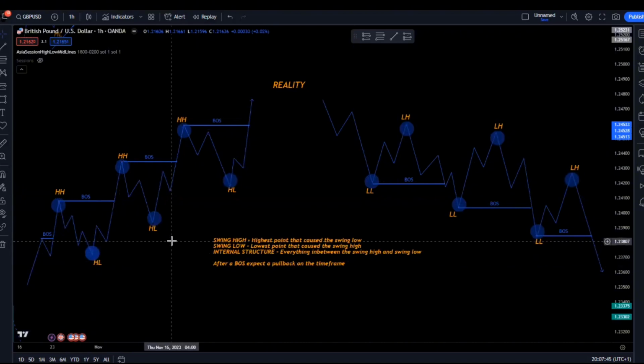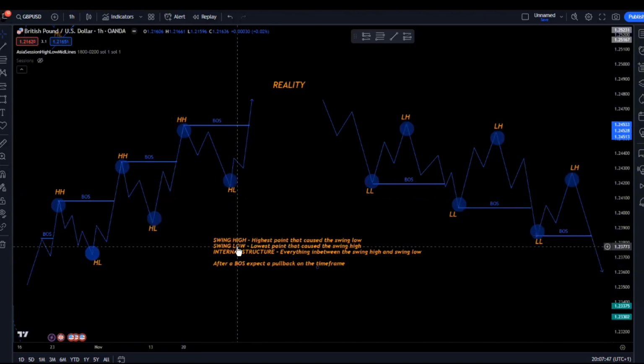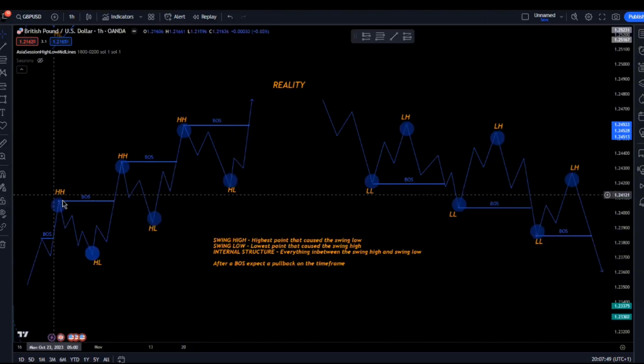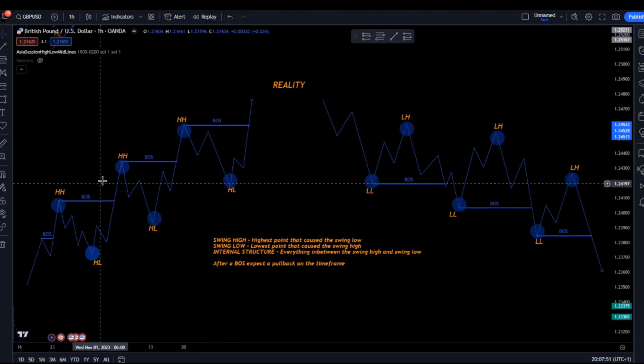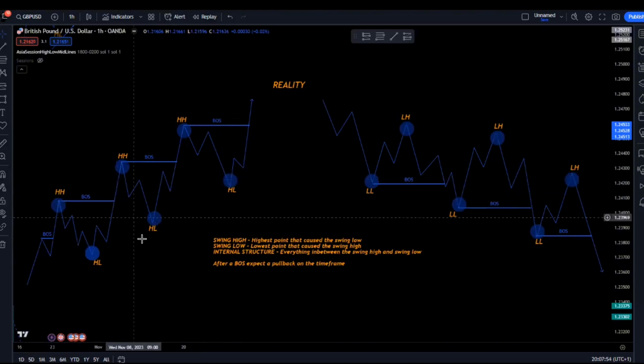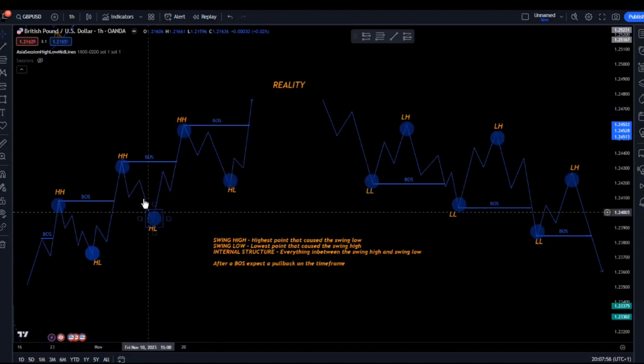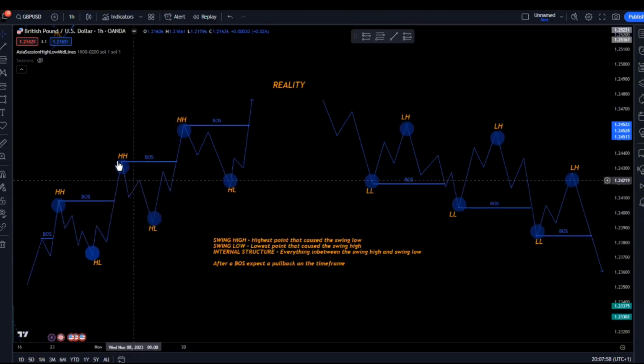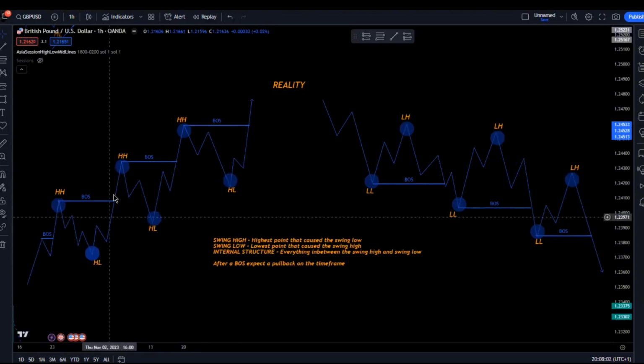Now you must also understand that after a break of structure, after price breaks structure, you should anticipate that price will come back. There's going to be a pullback, a retracement, what I taught you guys to be a corrective move. So after price does the impulsive move, we're going to have a corrective move.